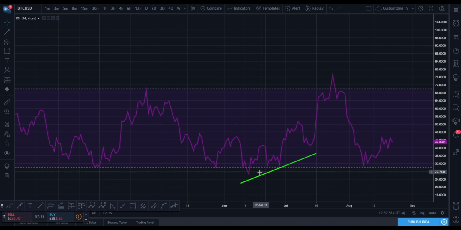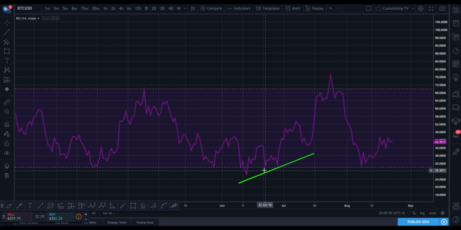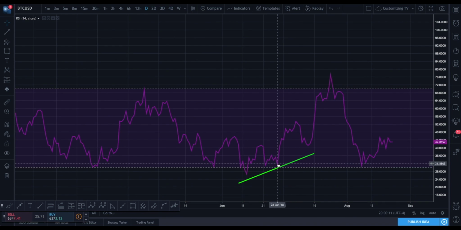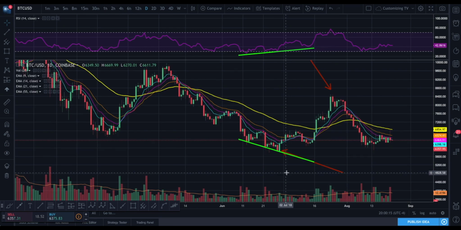You could have been ballsy and entered right away here, June 22nd, which would have been this one here. But then you could have entered at confirmation right here, June 29th, which is the same day that we did a higher low. So then you would have entered this market, and here's where you would have sold it.